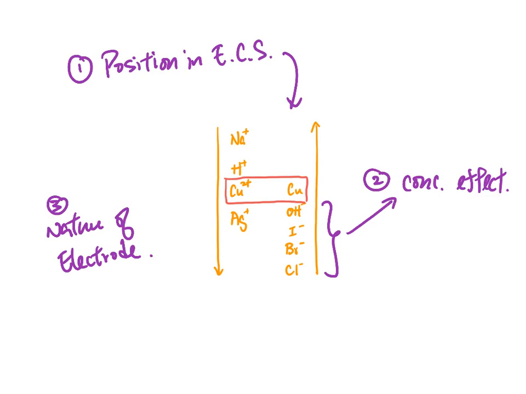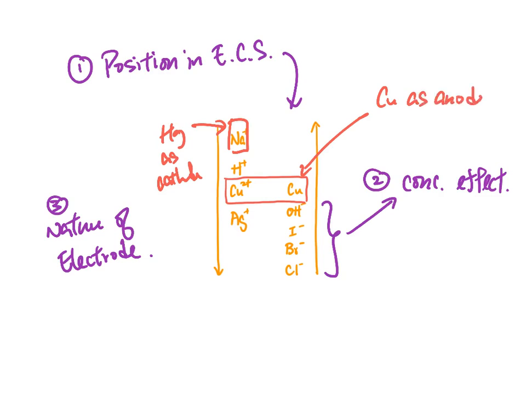For nature of electrode, we got two examples. One is mercury as cathode, so this will affect Na plus, while the second one will be Cu as anode. Then the Cu will lose electrons and become Cu2 plus, while Na plus will gain electrons and become Na.